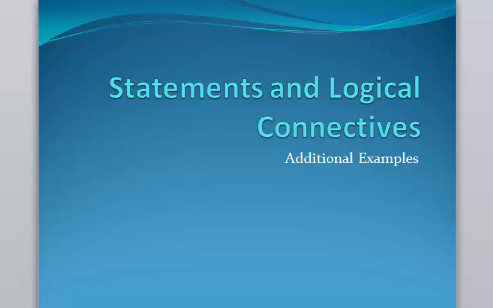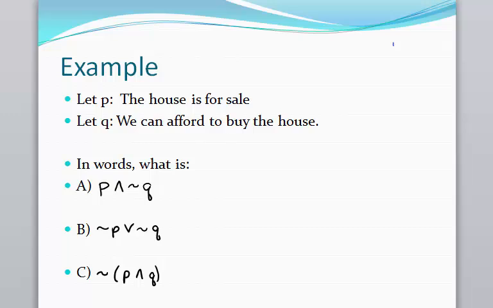We'll now look at some additional examples involving statements and logical connectives. Our first example says that P is the house is for sale, and Q is we can afford to buy the house. In words, it's asking me to translate three statements.